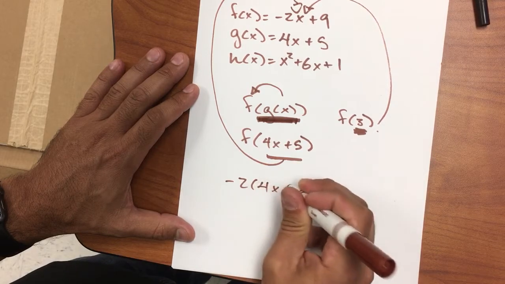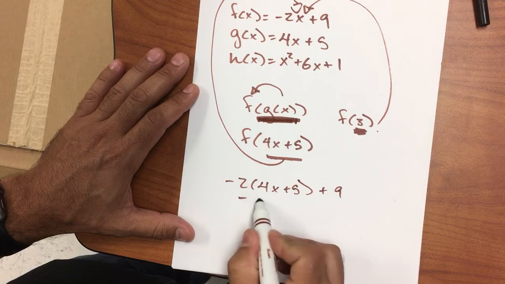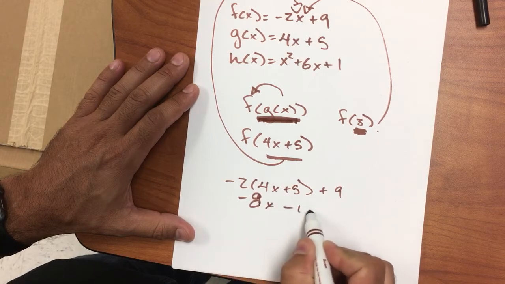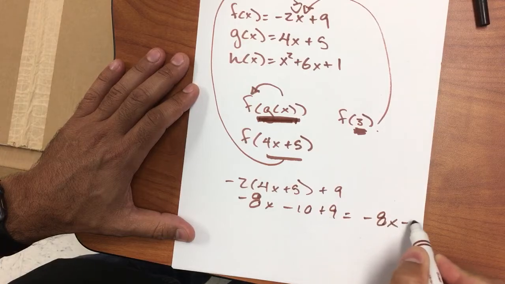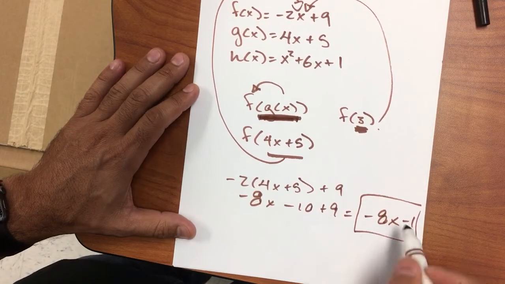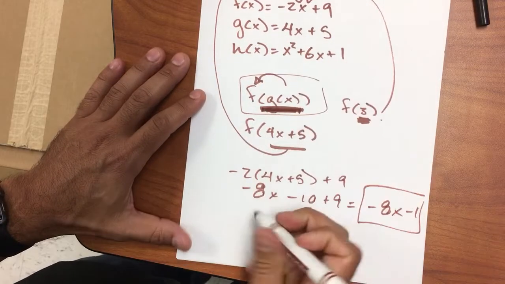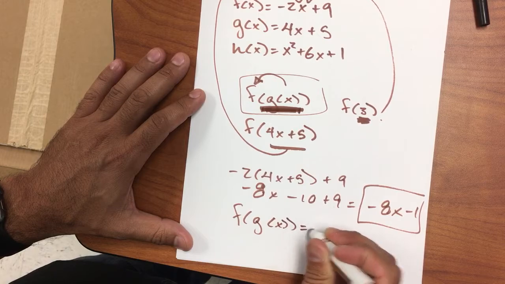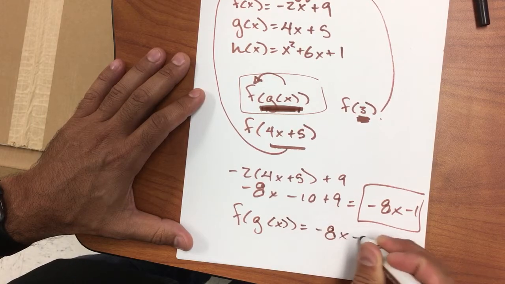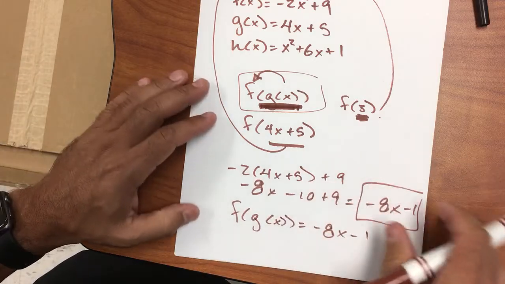-2 for x plus 5 plus 9. And then I'm just going to simplify. So -8x minus 10 plus 9, -8x minus 1. When you write this, you need to write this portion as well. So you need to say f of g of x equals -8x minus 1. Unless I tell you that it makes a new function, you need to do that.